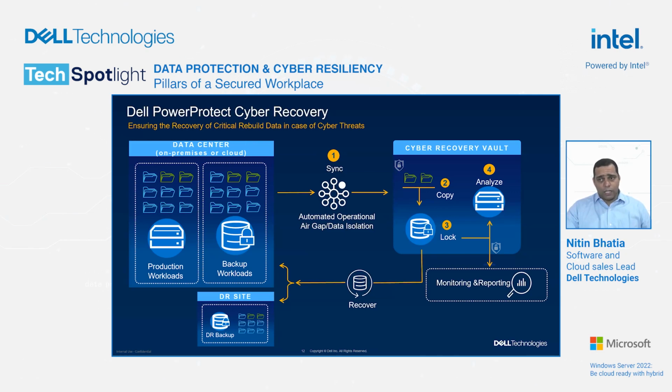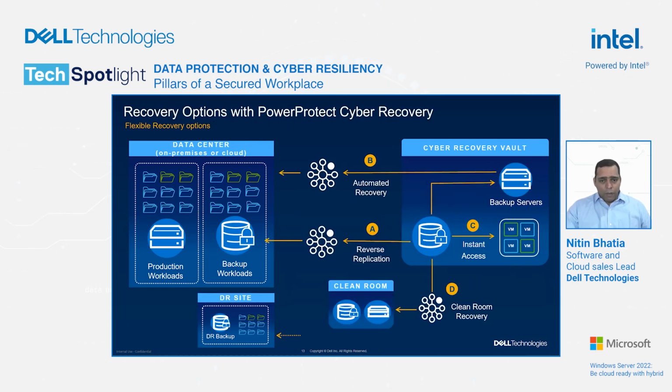When we are looking at this, there are multiple ways to build this or recover from it. You can automatically recover by straight away restoring it from the vault, or do a reverse replication to your workload so the vault is always secure. Build a clean room, because a lot of times we've observed that when there is an attack, a lot of your production environment is confiscated by authorities and you don't get access to your production environment.